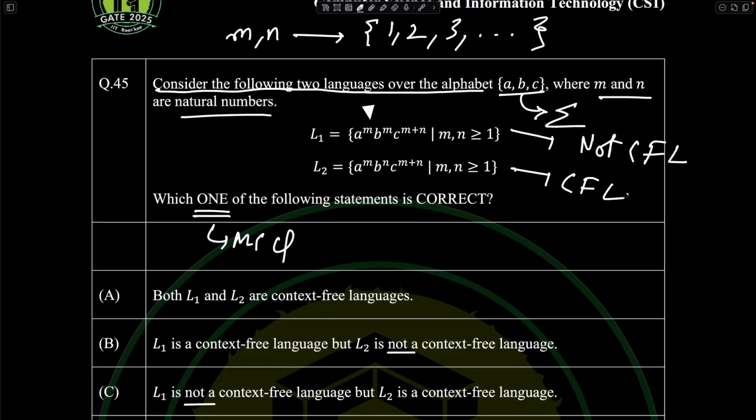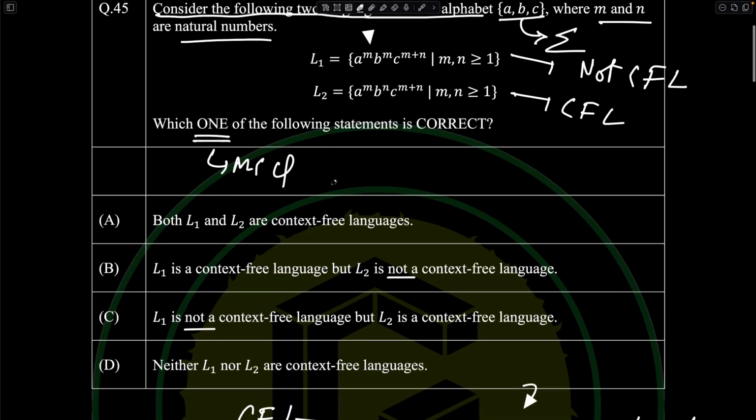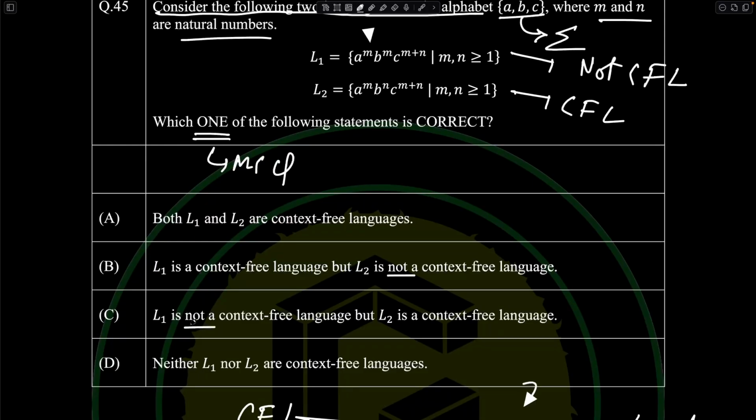So which option states that the first one is not a CFL and the second is a CFL? This option claims that L1 is a context-free language and L2 is not, which is the exact opposite of what is actually present, so this is not going to be the answer. These are saying that all of them are context-free and that neither of them is context-free. That is not going to be the option. This one is saying that L1 is not context-free and L2 is context-free. So this is basically our answer.